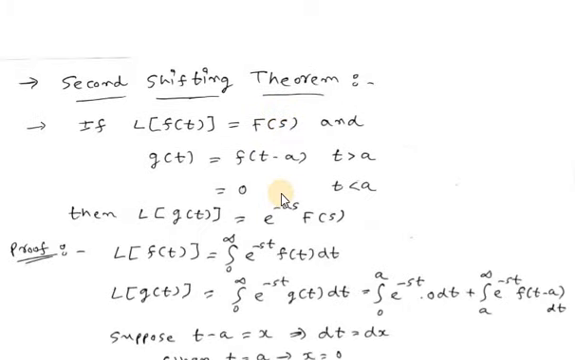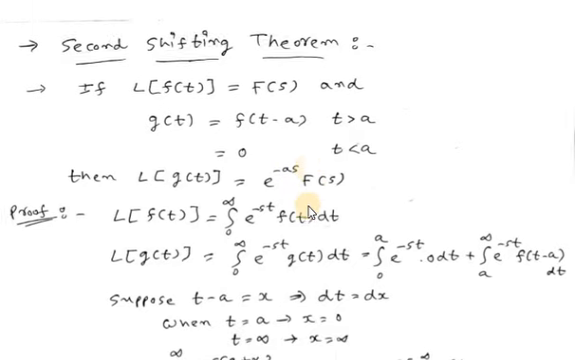Now we will see the third property, that is the second shifting theorem. What is the second shifting theorem? If Laplace of f(t) is F(s), and g(t) is f(t minus a) when t is greater than a, and g(t) is 0 when t is less than a, then the Laplace transform of g(t) will be e raised to minus as into F(s). This is the second shifting theorem.